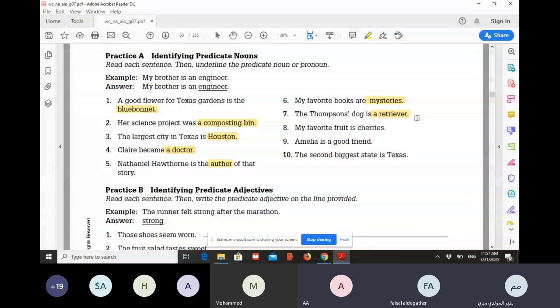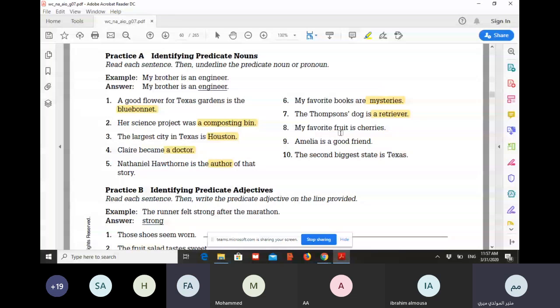Who is for number 8? Ibrahim Al-Musa. Yes, please. My favorite fruit is cherries. What is the predicate noun? What is the word? Cherries. Very good. Cherries is the predicate noun.